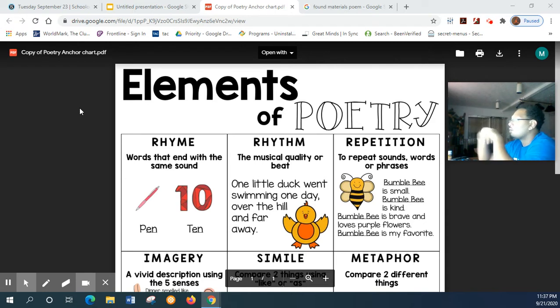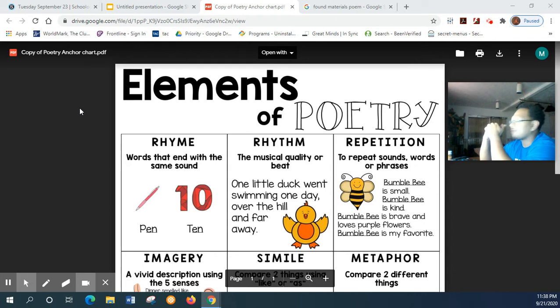Elements of poetry. Rhyme. These are elements of poetry. So we're gonna start off with rhyme. Rhyme are words that end with the same sound. Pen, ten, right? Ben, fin, things of that nature, right? Because that's rhyming. Then you have rhythm, the musical quality or beat.